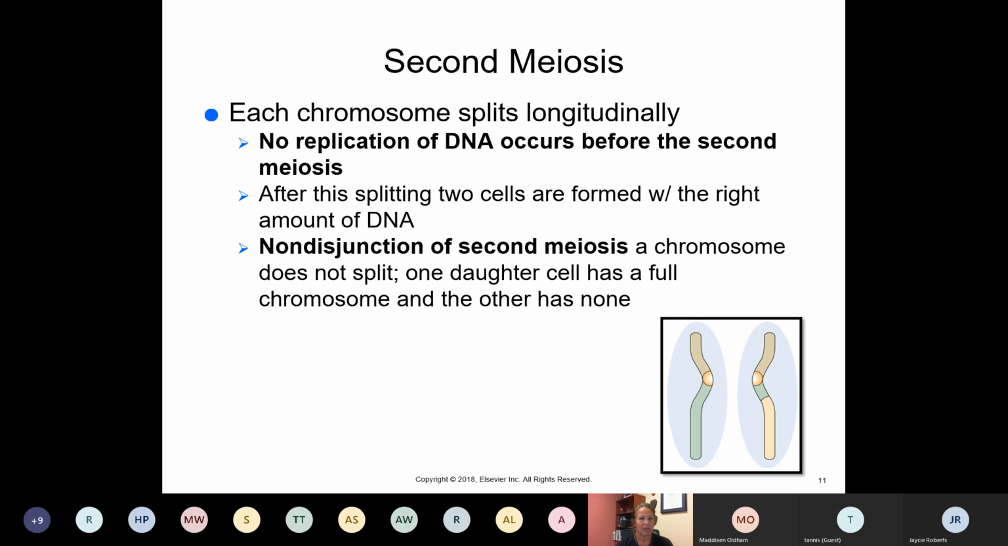Now, during second meiosis, each chromosome splits longitudinally or vertically. No replication of DNA occurs before the second meiosis. And after this splitting, the two cells are formed with the right amount of DNA at this point. So non-disjunction of second meiosis is when a chromosome does not split. One daughter cell has a full chromosome and the other one has none, so they don't split.